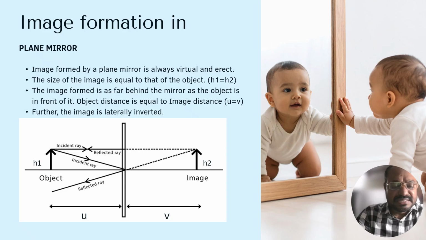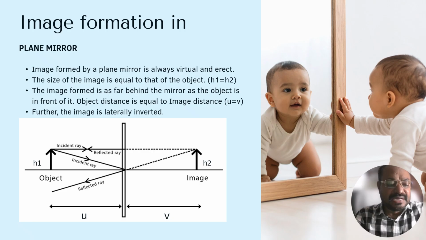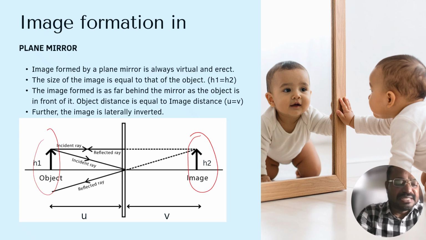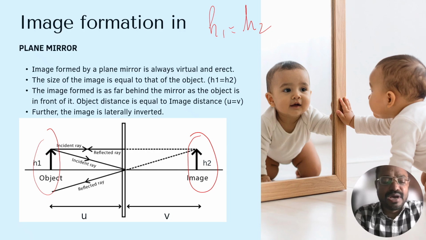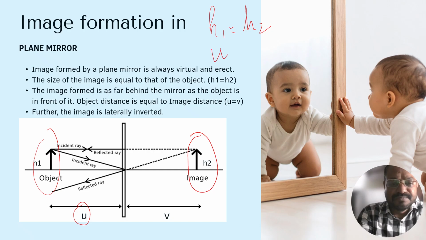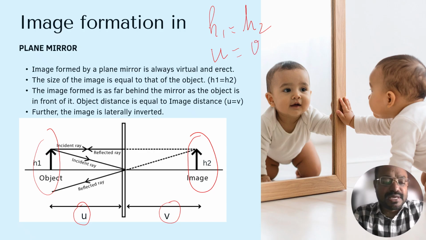Here you can see, on the left hand side of the mirror, the incident ray falls on the mirror and the image is formed behind the mirror. The object height is H1 and the image height is H2. So H1 equals H2: the height of the object is equal to the height of the image. Also, the distance between the mirror and the object, U, is equal to the distance between the mirror and the image, V. So U equals V. The object distance is equal to the image distance.